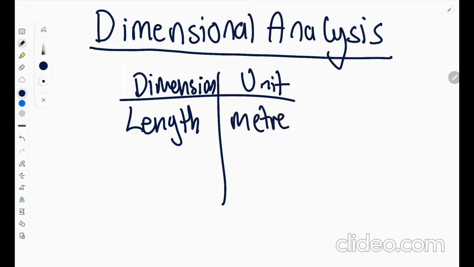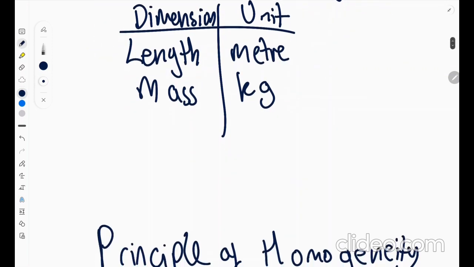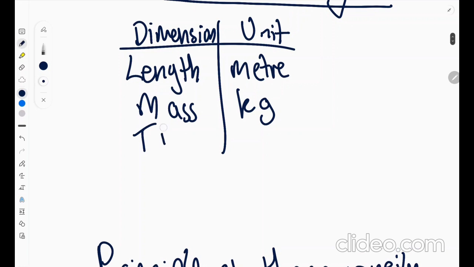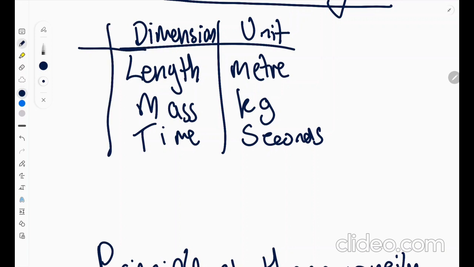The second example of a dimension is mass, which has the unit of kilogram. And a third example of a dimension is time, which has the unit seconds. Each dimension has a letter used to describe it to avoid using the entire dimension's name in calculations involved in dimensional analysis. The letter for the length dimension is L, for mass we have M, and for time we have T.